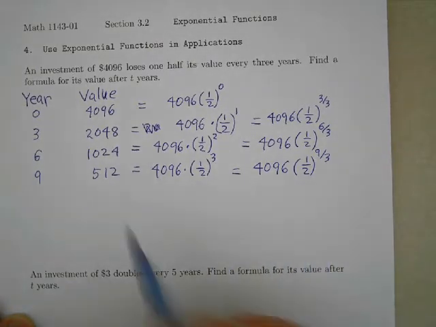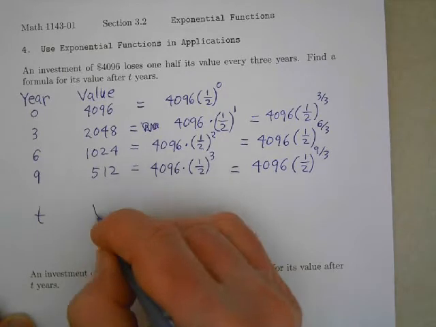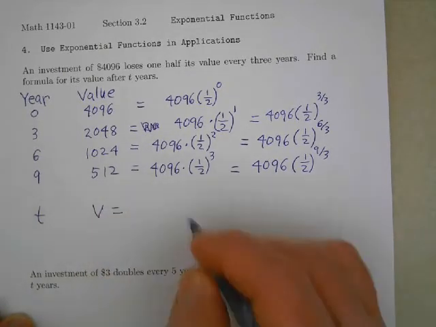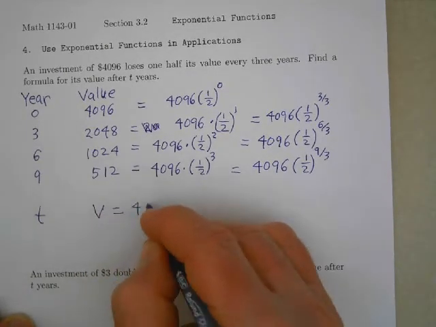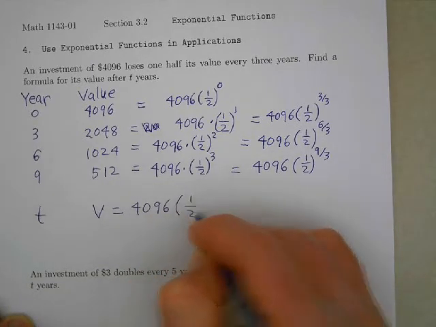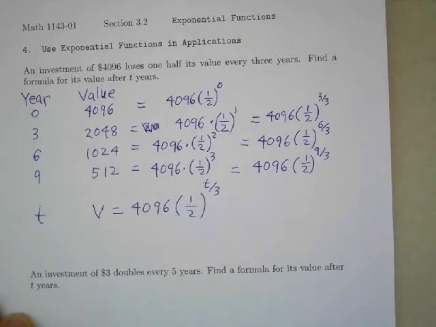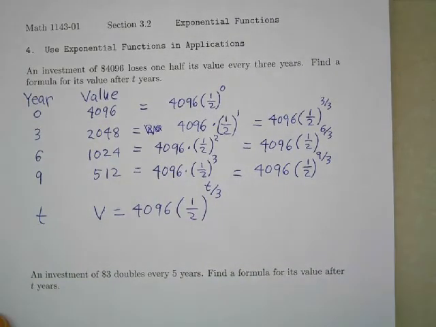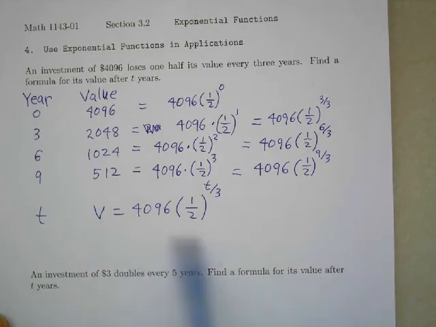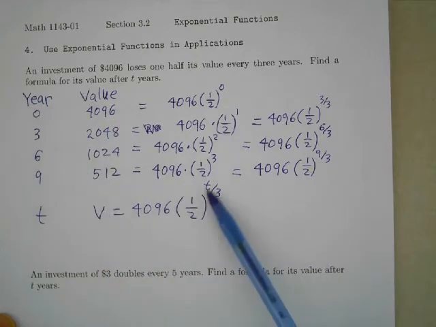So you can see a pattern. At the end of t years, the value of the investment will be 4,096 times 1/2 to the exponent t divided by 3. And you can verify that this formula works just by plugging in the values of t that we already know.